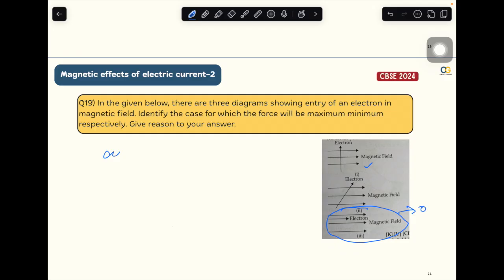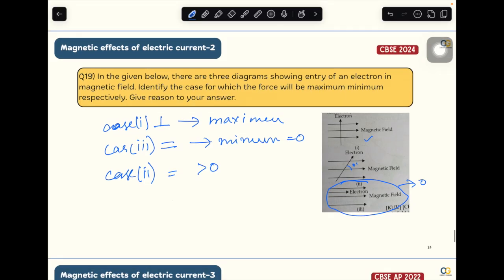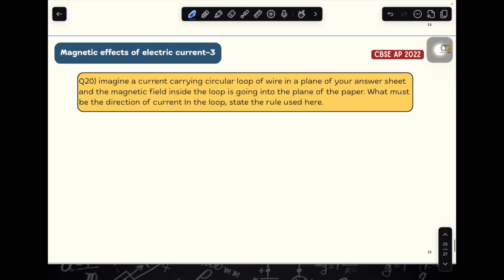So in case 1, they are perpendicular, so there is maximum. Case 3, it is parallel, so it is minimum, which is 0. And in case 2, there will be some amount, but it won't be the highest. It will be greater than 0, but not maximum because there's some angle involved between the electric field and magnetic field. This is something you need to prepare and learn, and this is one of the good questions that came last year. Moving on to the next question on the right hand rule.